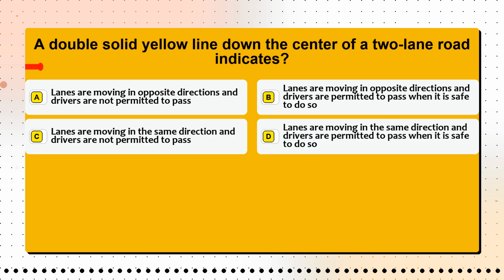Question 25. A double solid yellow line down the center of a 2-lane road indicates? Here are the options. Option A, lanes are moving in opposite directions and drivers are not permitted to pass. Option B, lanes are moving in opposite directions and drivers are permitted to pass when it is safe to do so. Option C. Lanes are moving in the same direction and drivers are not permitted to pass. Option D. Lanes are moving in the same direction and drivers are permitted to pass when it is safe to do so.